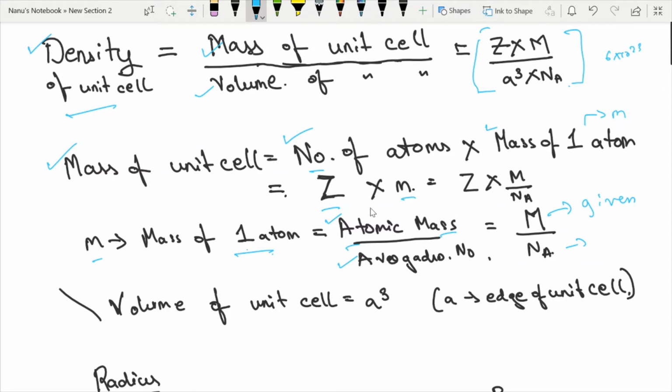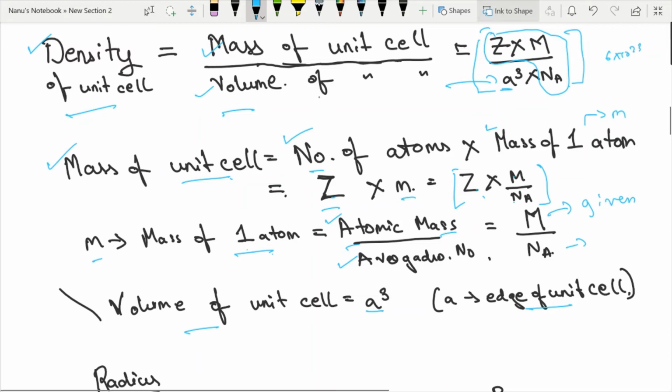So this is the part where we get the mass, and now what is remaining is that we have to get the volume. So the volume of unit cell is a cubed, where a is the edge of the unit cell, right? And we just normally replace all the values. So what we get from here is the mass of one atom is M by Na, and the mass of unit cell, that is the number of atoms, Z, into M by Na. This portion comes from the numerator, this portion is coming from the mass of unit cell, and this portion is the volume, right?